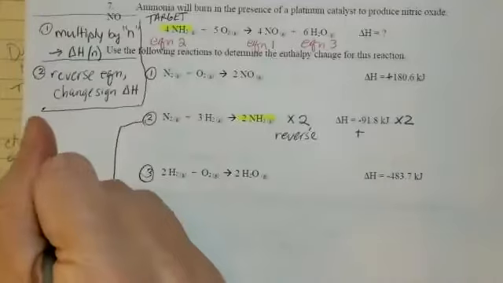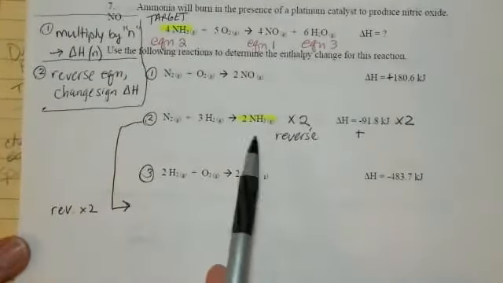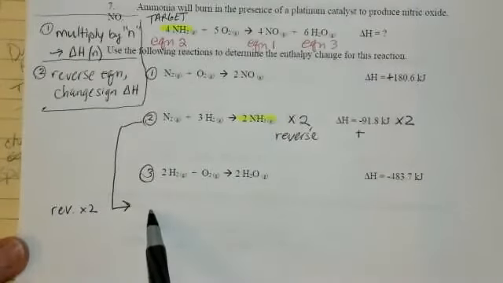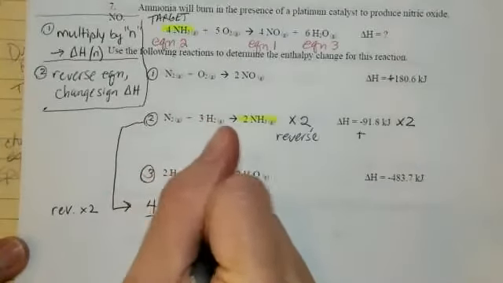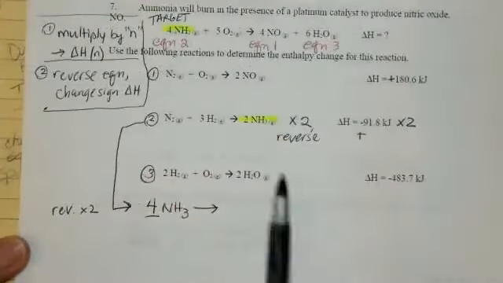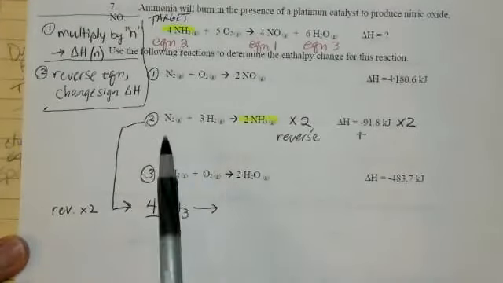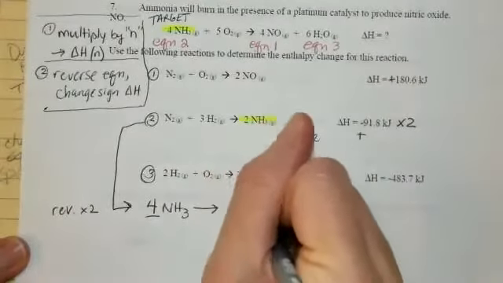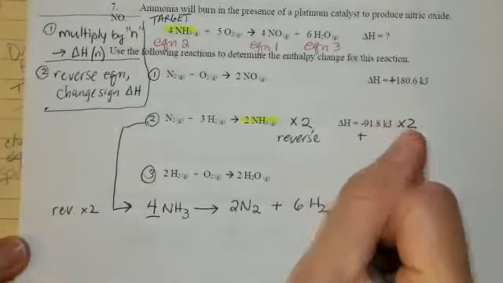All right, so we decided for equation 2, we're going to reverse it and multiply by 2. So the 2 ammonias are now going to go to the reactant side, and the 2 is going to become 4. So we're going to have 4 NH3. I'm not going to worry about the states. Then my 2 reactants are now going to go to the product side, and I'm going to multiply by 2. So instead of 1 nitrogen, I have 2, and instead of 3 hydrogens, I'll have 6.